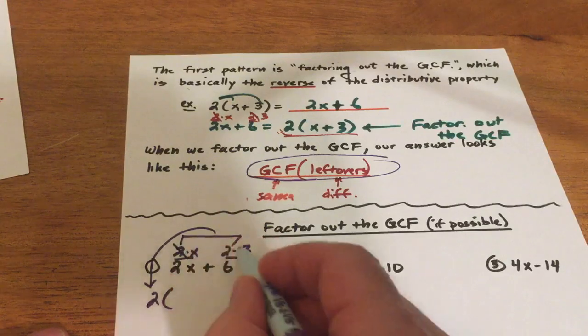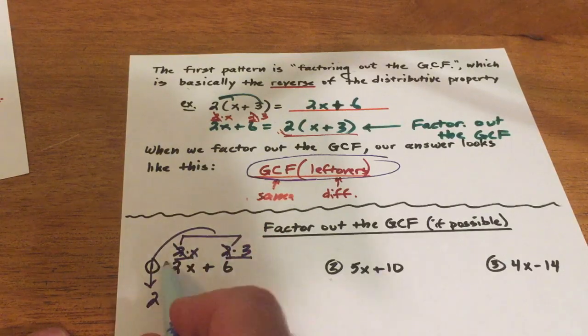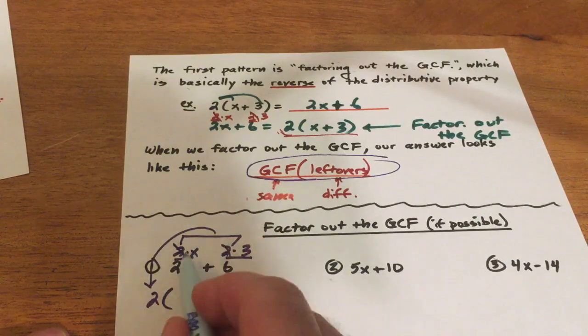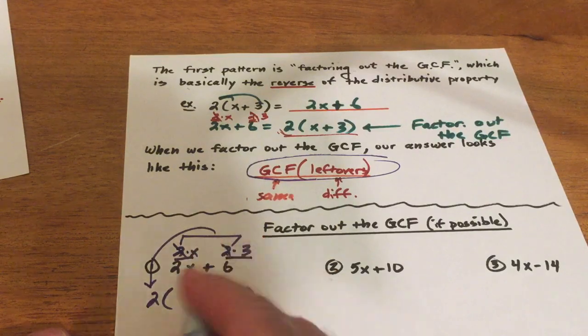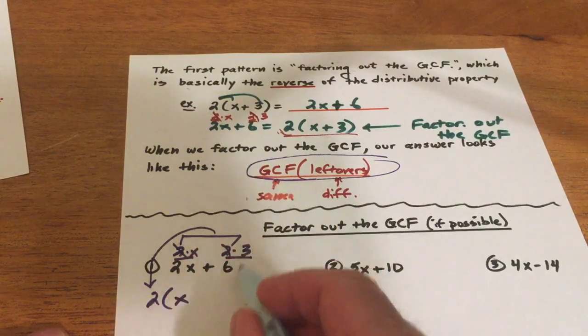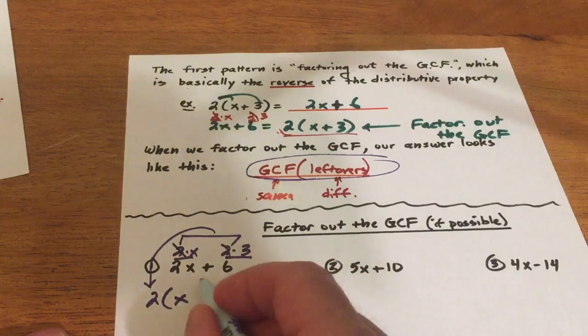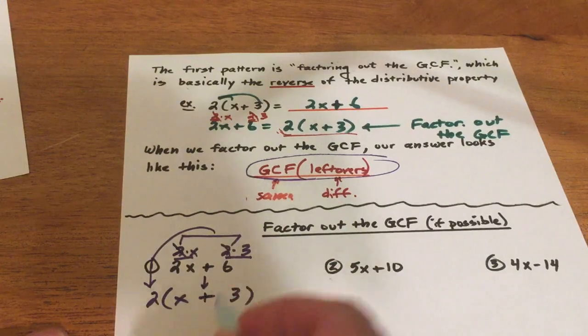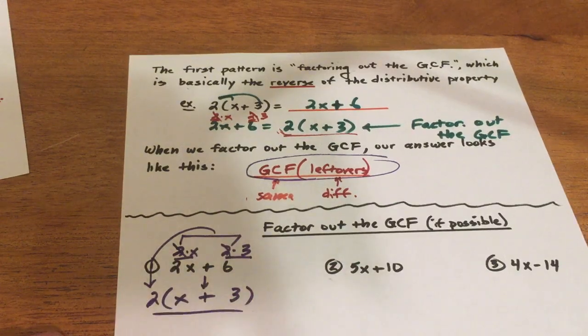Everything else is going to go inside the parentheses. So let's get rid of the 2 in both of these, and let's see what's left. We're left with an x and a 3. So x in front, 3 in the back. And then the sign in the middle comes straight down, and we're done. That's basically the process. Now, there are many, many ways that teachers can teach you to do this process.